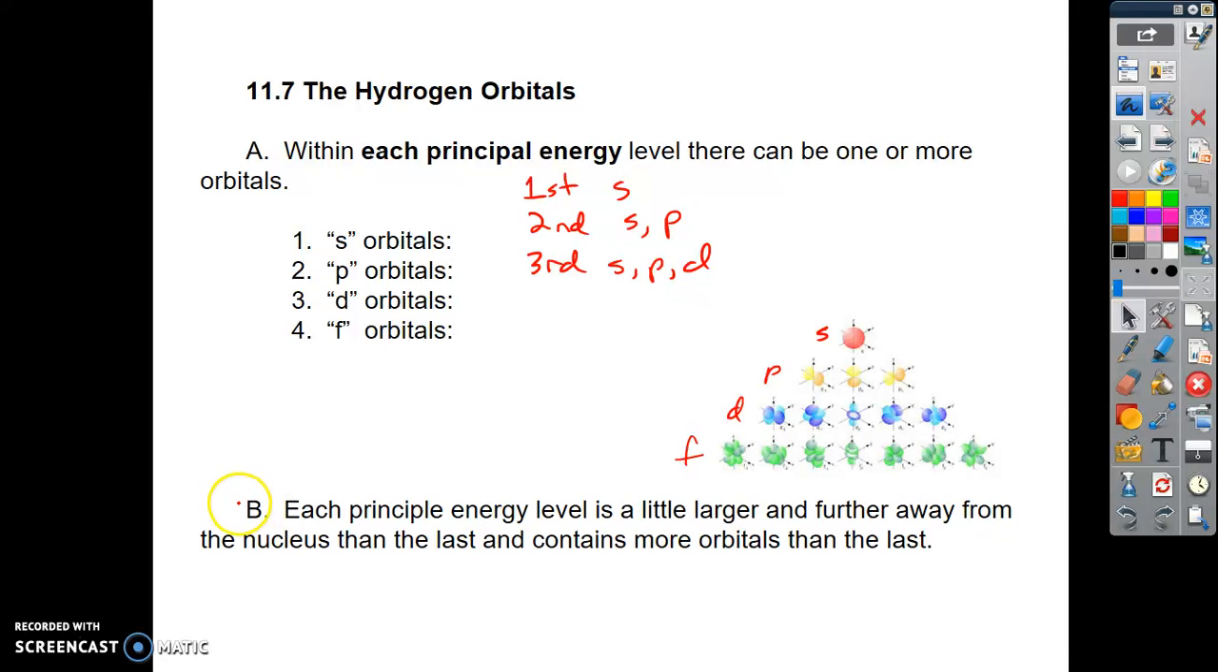Okay. Now every energy level is a little bit farther away from the nucleus, and you could see that in that video. The same shapes were repeated. They just were a little bit larger and a little bit farther away from the center for the size of those probability maps. Okay.